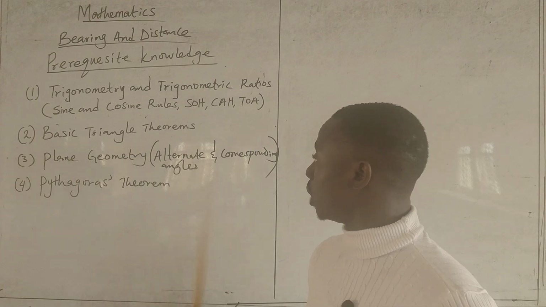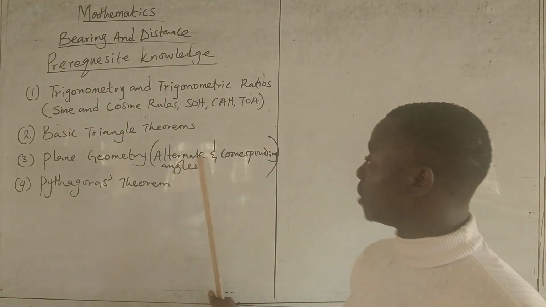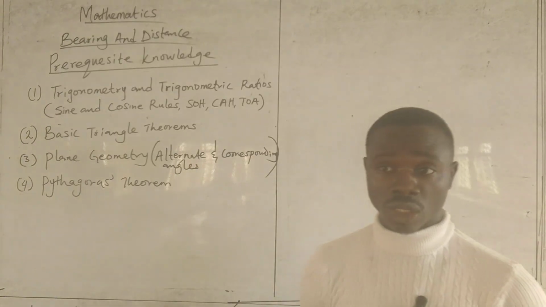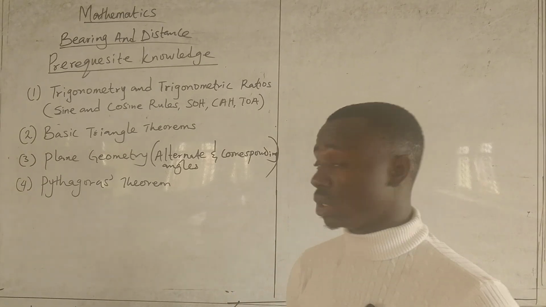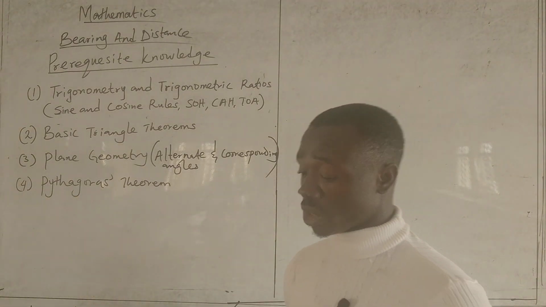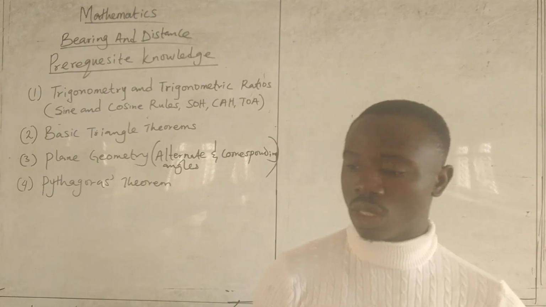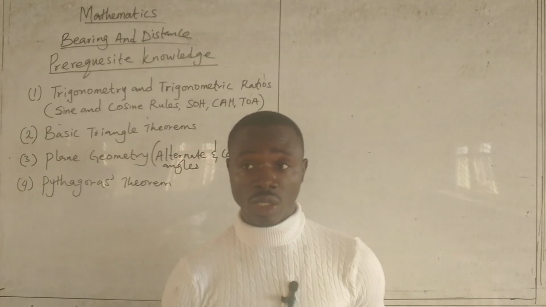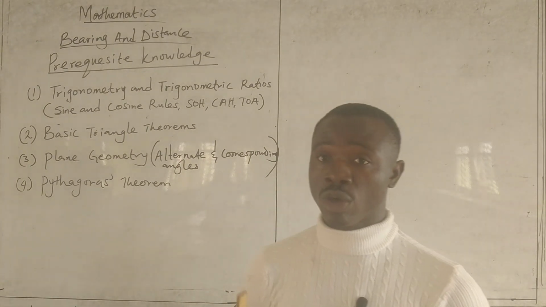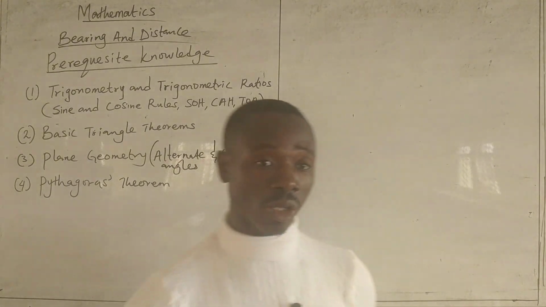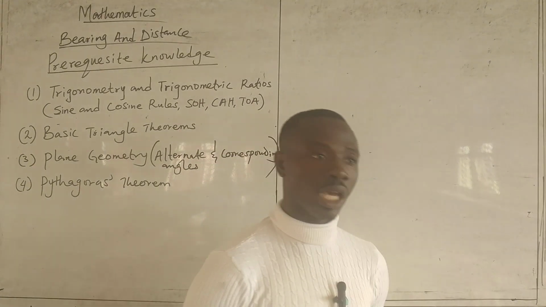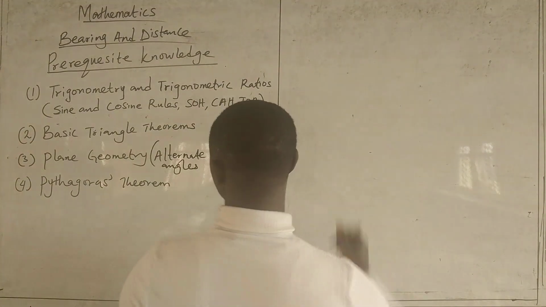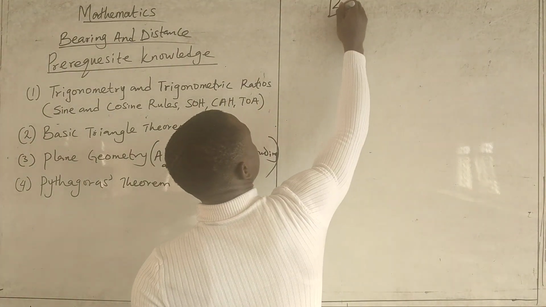Then three, plane geometry. Under plane geometry, we are going to be talking about alternate angles, corresponding angles, vertically opposite angles, and so on and so forth. Then we have the Pythagoras theorem, a squared equals b squared plus c squared, the square of the hypotenuse equals the sum of the squares of the opposite and that of the what? The adjacent. Okay? Now we dive into bearing proper.